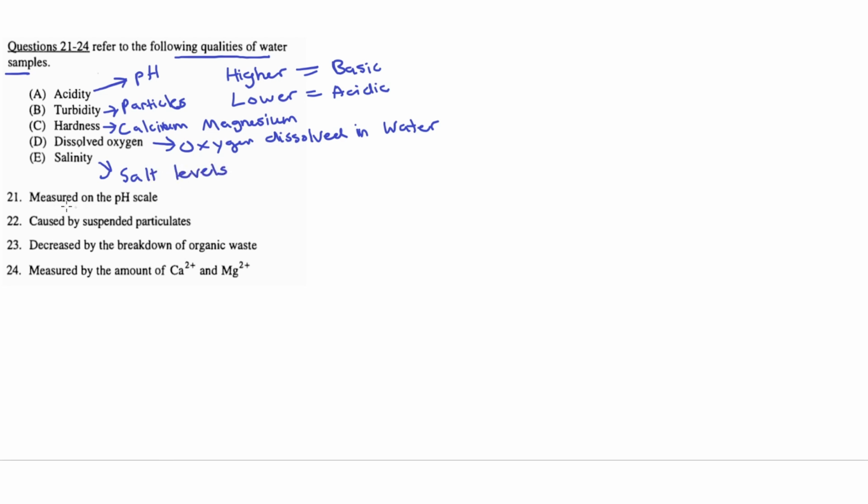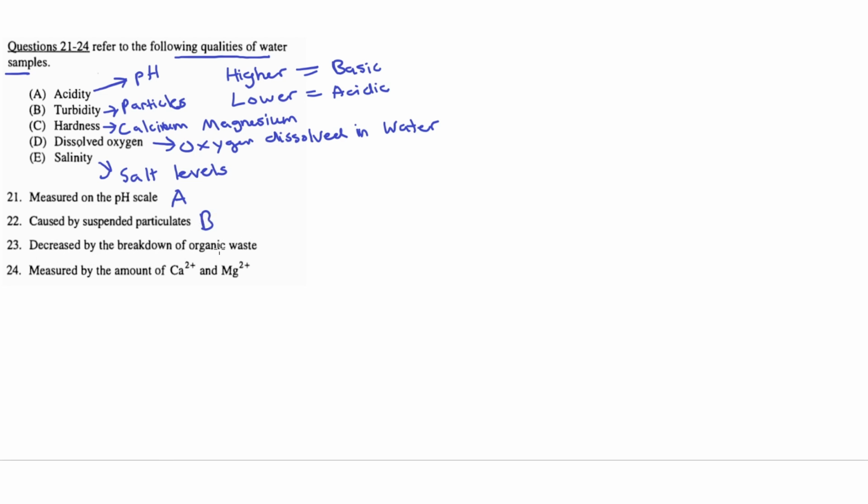Now looking at the questions, 21, measured on the pH scale. This is obviously to do with acidity, because acidity is the measure of pH, where a higher pH is a basic compound, a lower pH is an acidic compound. So the acidity is measured on the pH scale, so that obviously maps to A. 22, caused by suspended particulates. This relates to turbidity, because turbidity is the measure of the suspended particles, or the amount of particles in a water sample. So B, 22 is B.